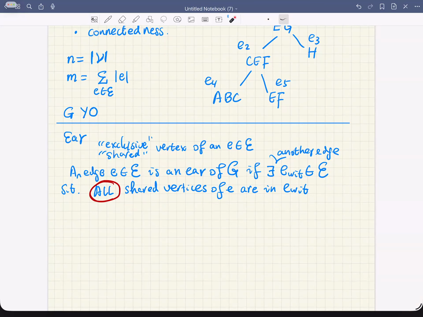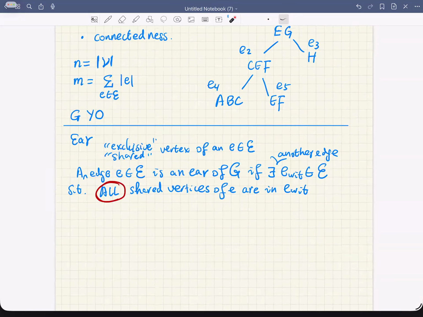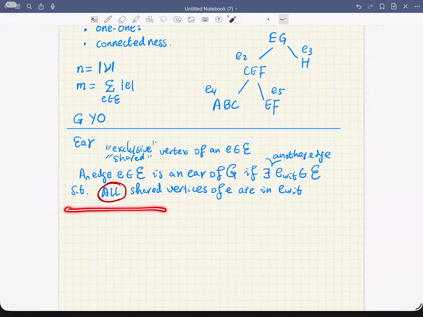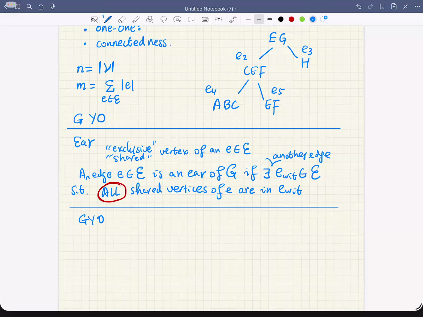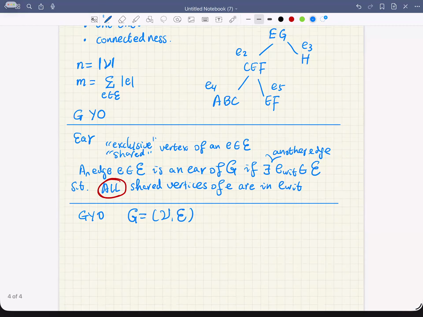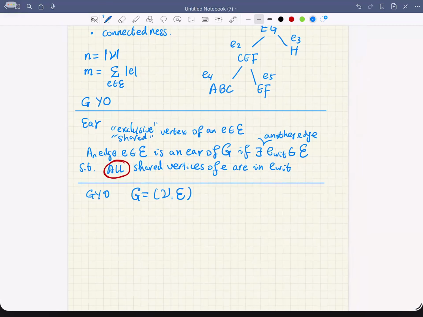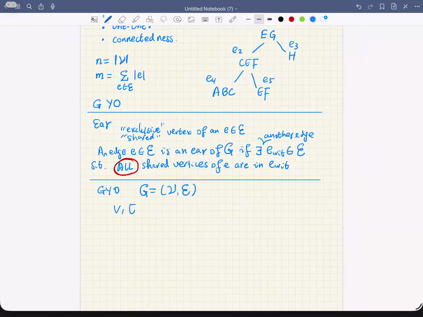So let's talk about the GYO algorithm. This GYO algorithm says the following. You give me a graph, and I'm going to tell you whether this is acyclic. For convenience, let's make a copy of it. So this is the ordinary VE, a copy of the beautiful VE.